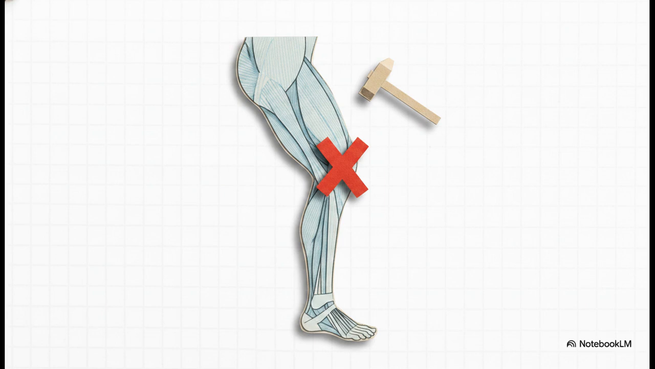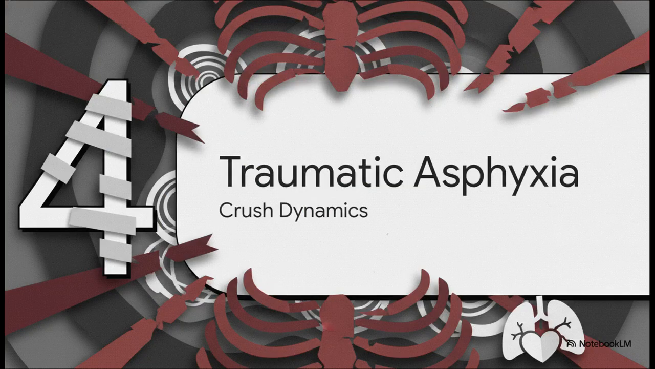Let's look at the deficit profile. Motor-wise, you'll see an inability to extend the knee joint against gravity and weak hip flexion. For sensory, expect anesthesia encompassing the anterior and medial thigh, running all the way down to the medial malleolus. And for reflexes, you're looking at a complete loss, or at least a severe dampening, of the deep tendon patellar reflex. Moving right along to Section 4, the traumatic asphyxia syndrome and crush dynamics.